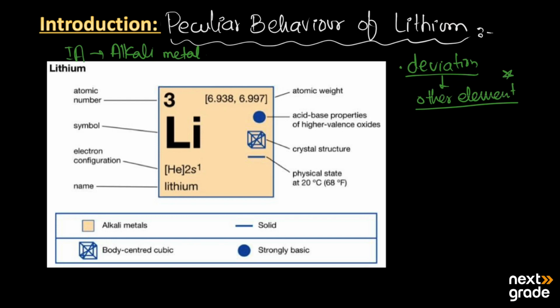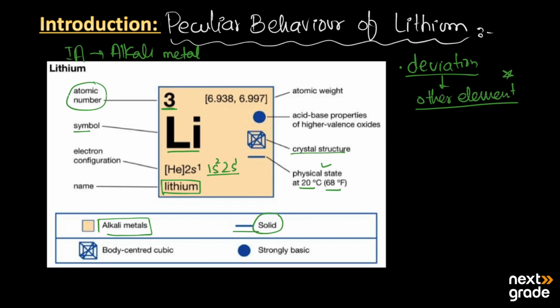Before that, we must have a look at lithium. Its atomic number is 3. It has 3 electrons and 3 protons. Its symbol is Li. Its electronic configuration is the helium core plus 2s1, so it can be written as 1s2 2s1. Its name is simply lithium, denoting that it is an alkali metal, and this line denotes its physical state. It is present in the solid state at 20 degrees Celsius or 68 Fahrenheit.